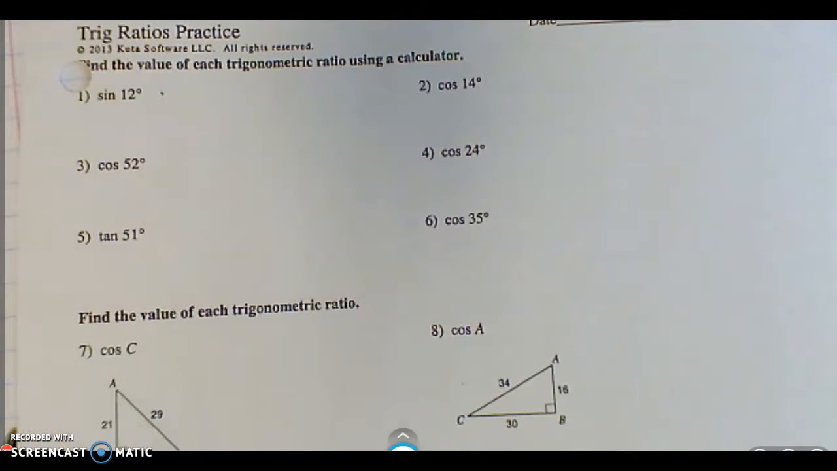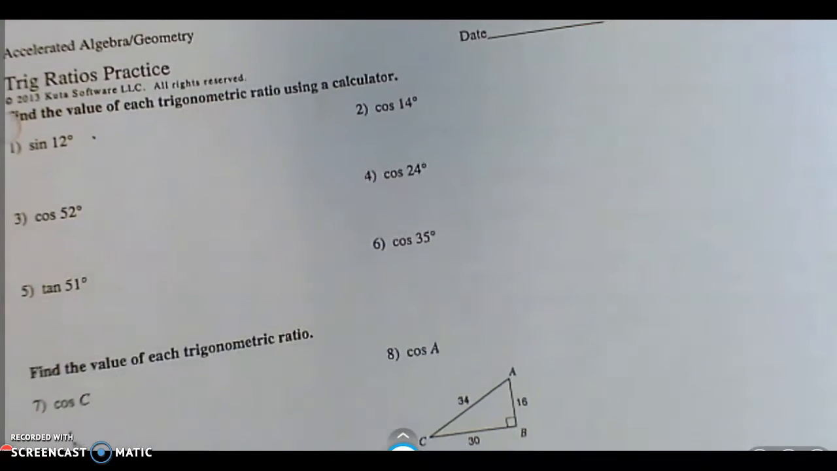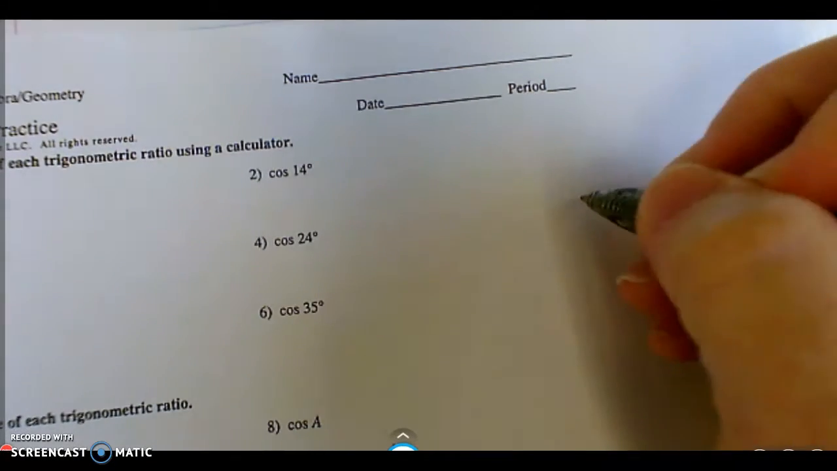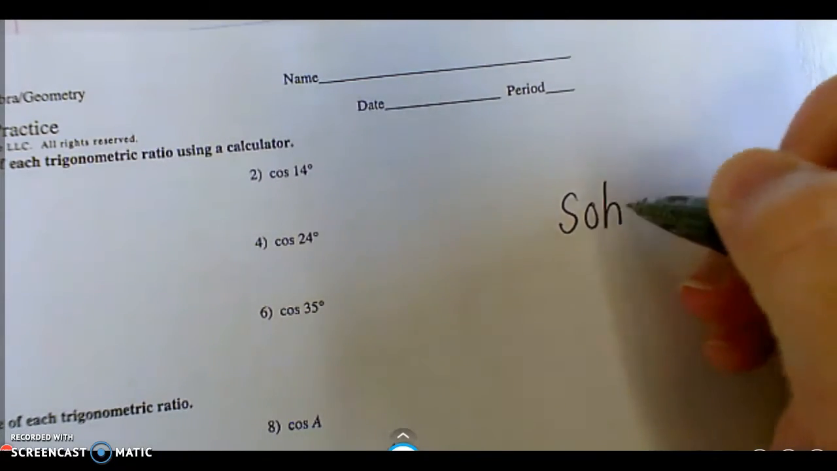So we are going to talk about trig ratios today. What you need to know is that there is sine, cosine, and tangent. And there is a saying or a word, it's called SOHCAHTOA.